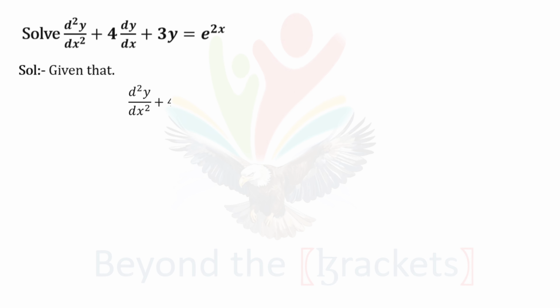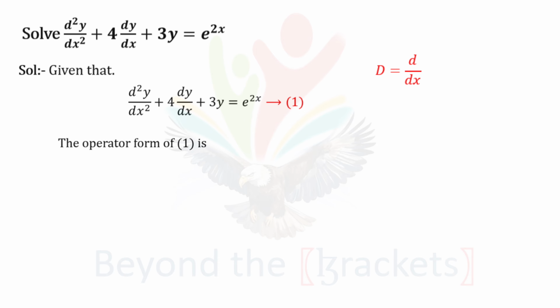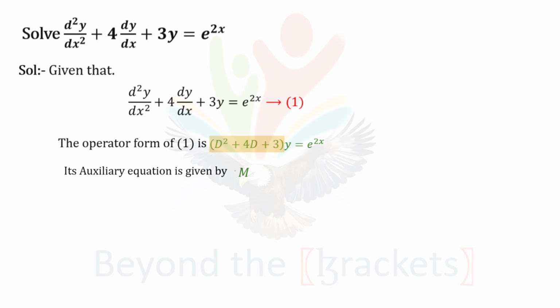Let us denote the given differential equation as equation 1. First, we write the operator form of equation 1 by replacing the differential operator d by dx with D. So the equation becomes (D square plus 4D plus 3) y is equal to e power 2x. To find the auxiliary equation, we replace D with m and equate it to 0. Thus the auxiliary equation is m square plus 4m plus 3 is equal to 0.